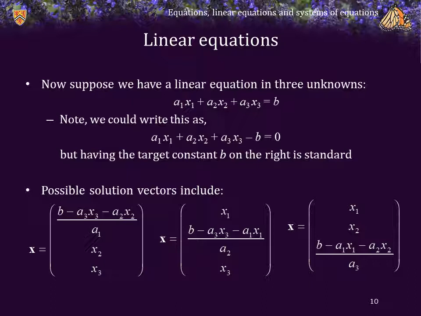However, interestingly enough, all three of these solution vectors give exactly the same set of points, assuming, of course, that a1, a2, and a3 are all non-zero. If a1, a2, or a3 were 0, we'd have to be a little bit more careful. But of course, if any of them were 0, it would not be a linear equation in three unknowns.